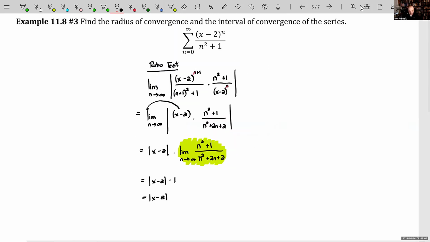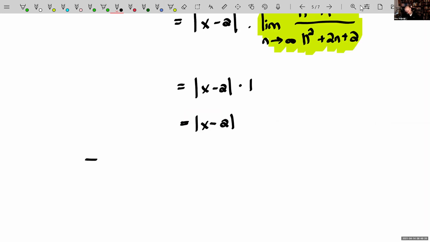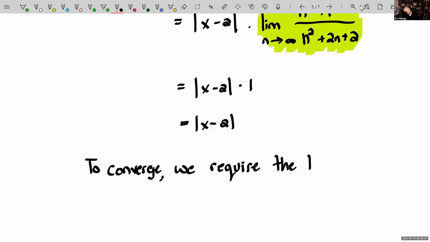If I want that power series to converge, what do I want the ratio test for that limit to be? What do I want that limit to be? Less than, thank you very much. Alyssa, you're right. You want it to be less than 1. For convergence, so to converge, we require the limit to be less than 1.